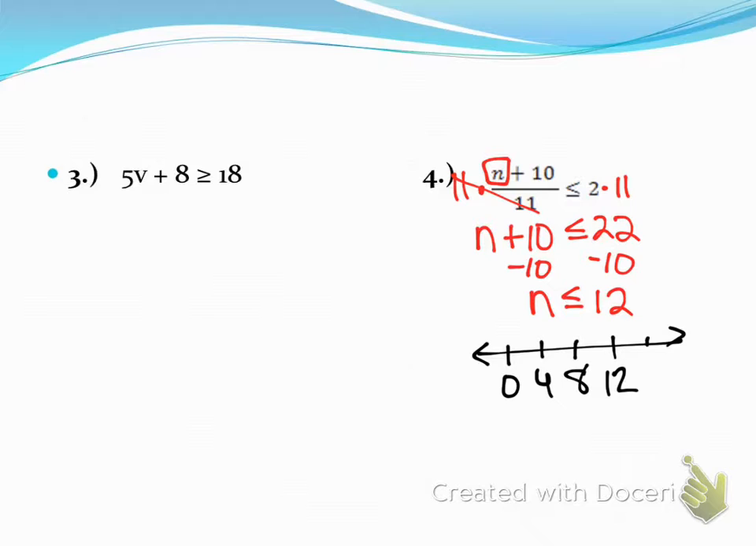Alright, then we have to decide if we need an open or closed circle. Ryan, what do you think? Closed circle. Very good. We have that equal to bar, so we need a closed circle at 12. And then we have to decide to shade left or right. Ellie, can you tell me which one you think it should be? To the left, this would read n is less than or equal to 12. Less than, we shade to the left.